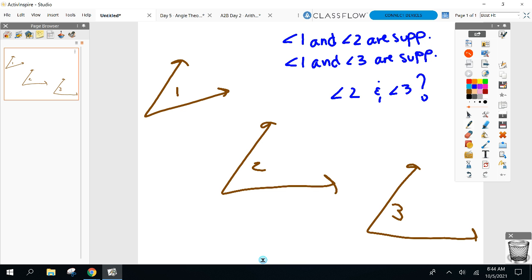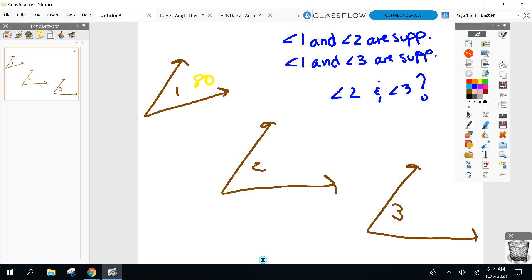Anybody going to say anything else? So usually I don't hear they're congruent right away. Usually I hear they're supplementary. Because, substitution. 1 and 2 are supplementary. 1 and 3 are supplementary. That must mean 2 and 3 are supplementary. Here you go. Ready?